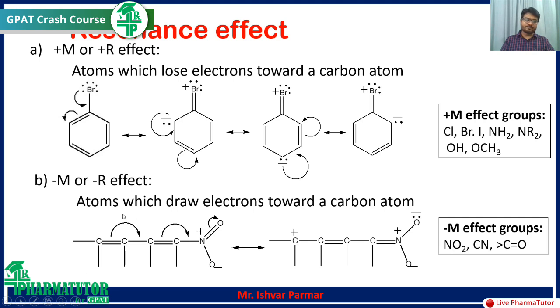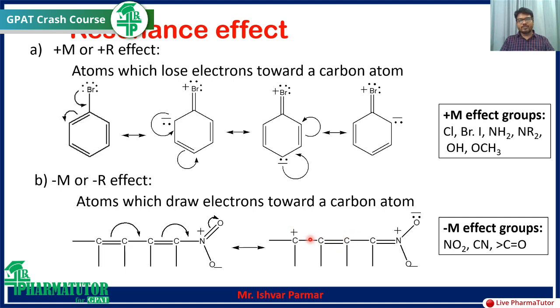mesomeric effect. You can see here is a nitro group, which is an electron withdrawing group. It withdraws the electrons towards it. So one pi bond is displaced to nitrogen, and another pi bond is displaced to nitrogen. So there is a displacement of a pi bond.